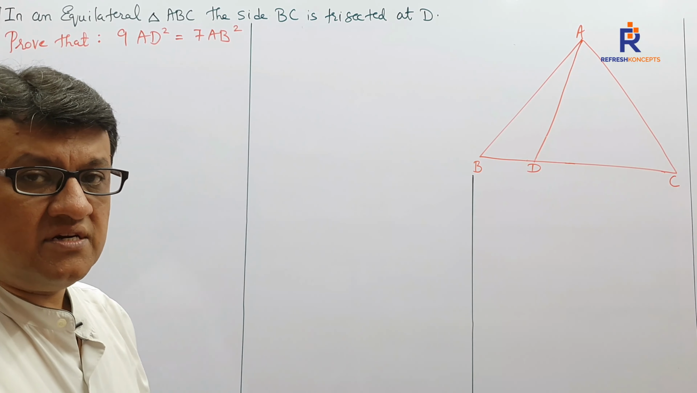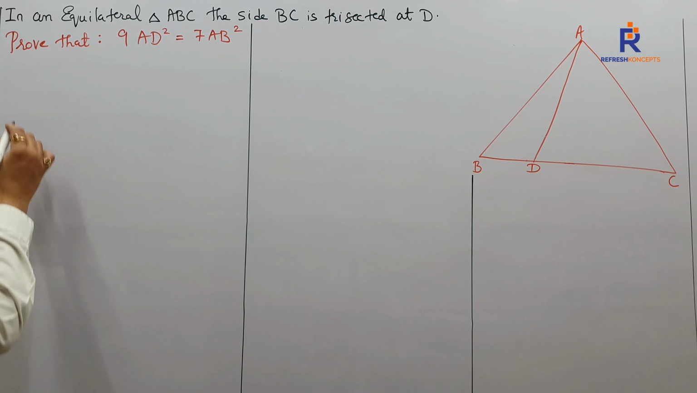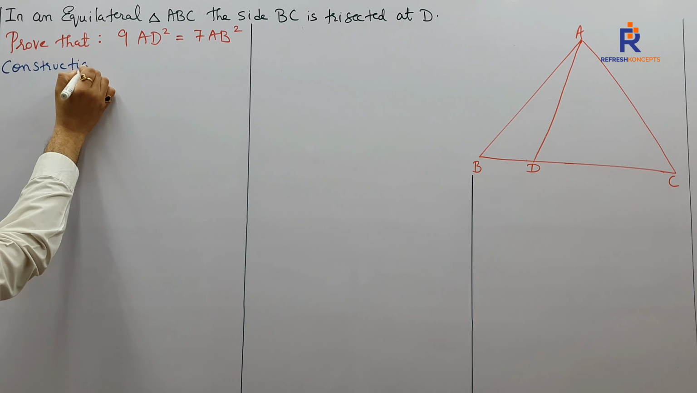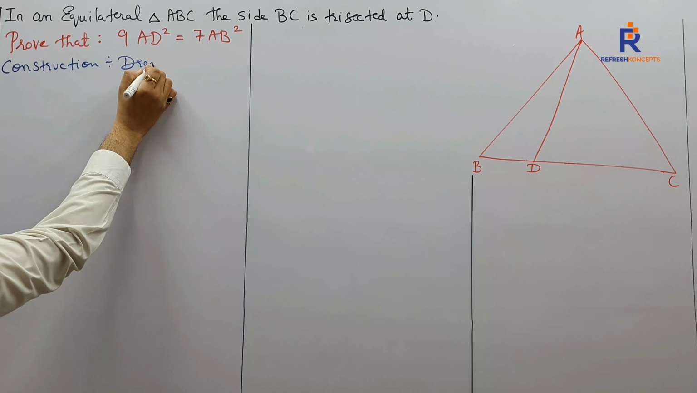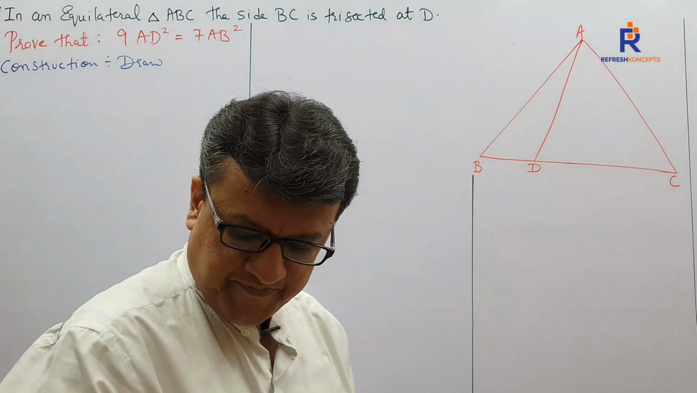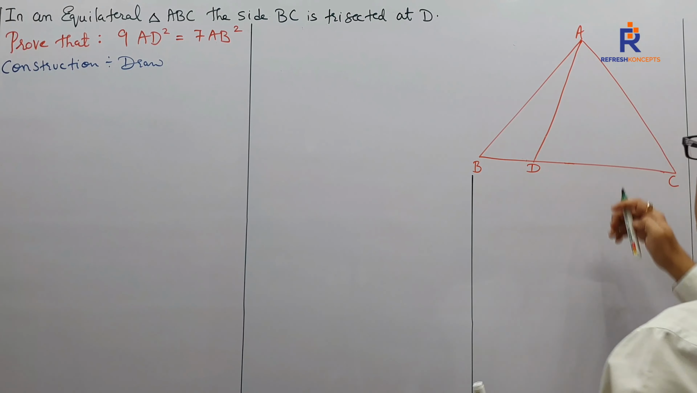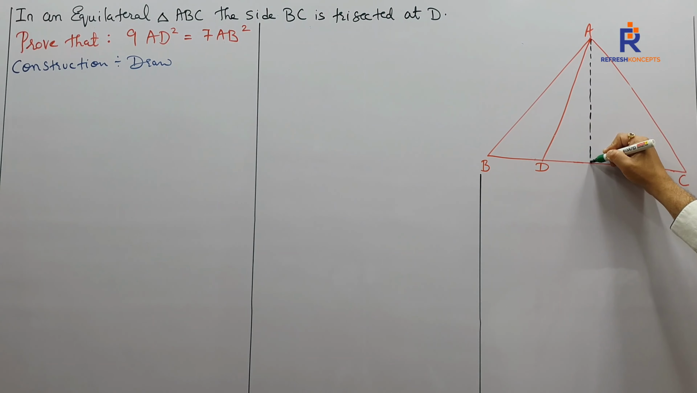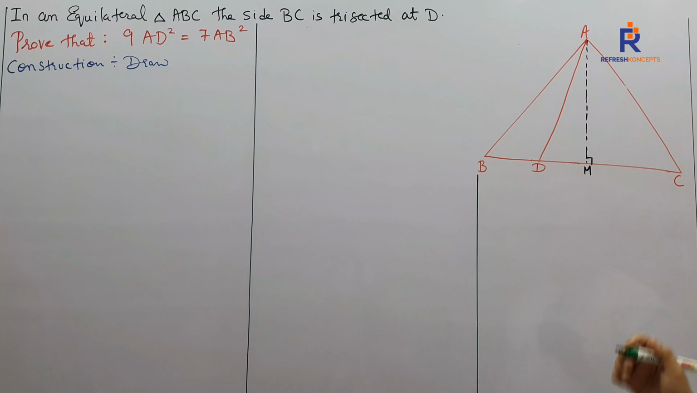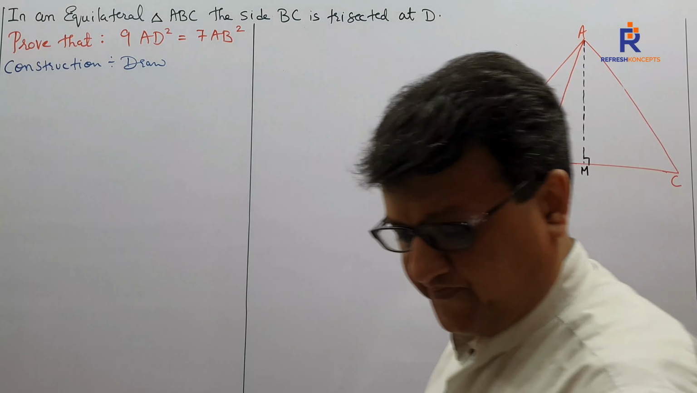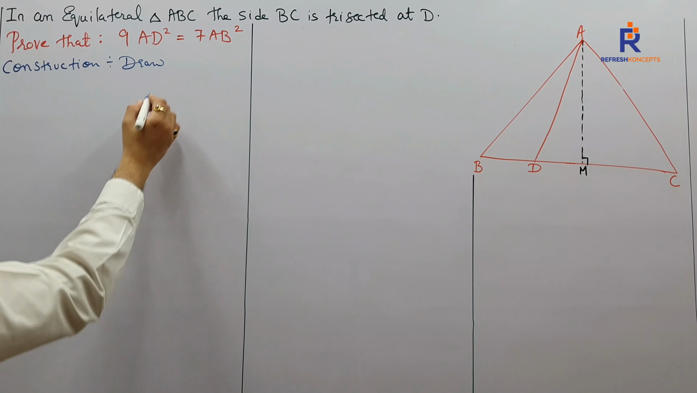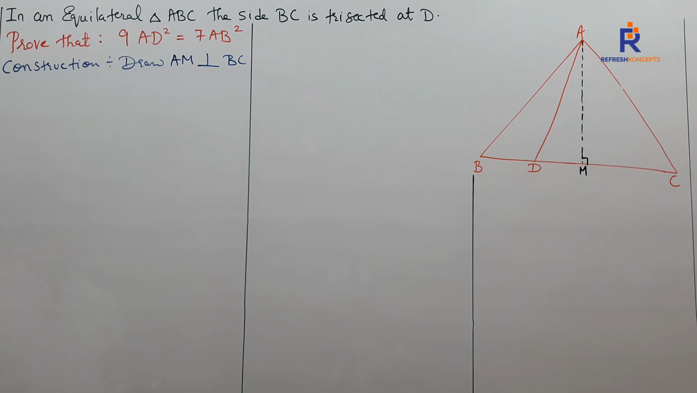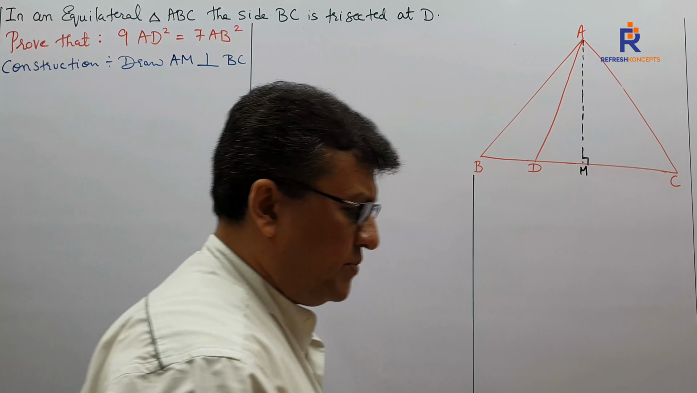We have to go for construction over here. So what is the construction? Draw AM perpendicular to BC. Draw AM perpendicular to BC. Right?